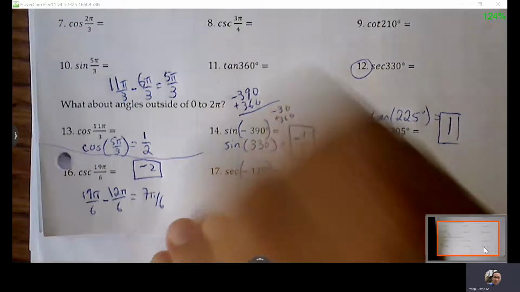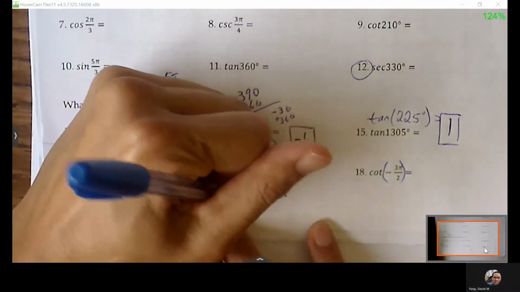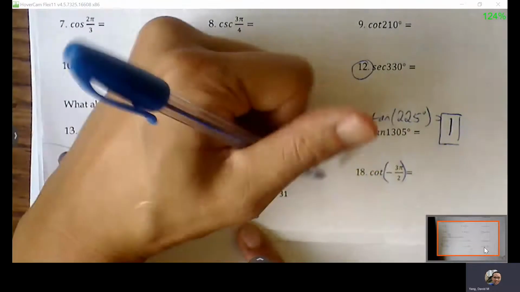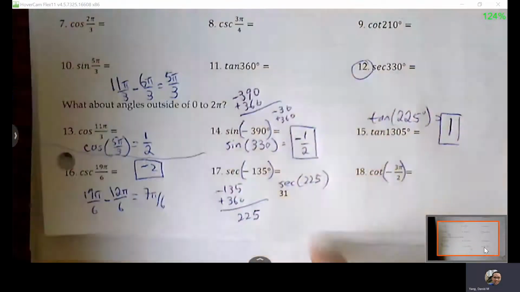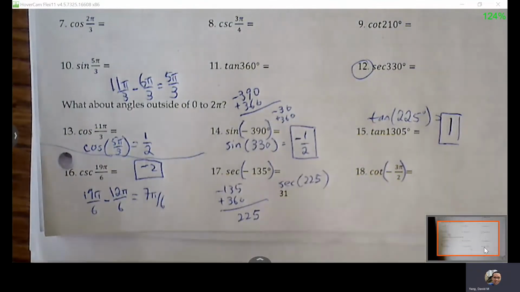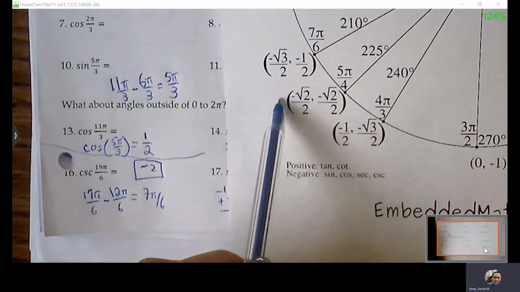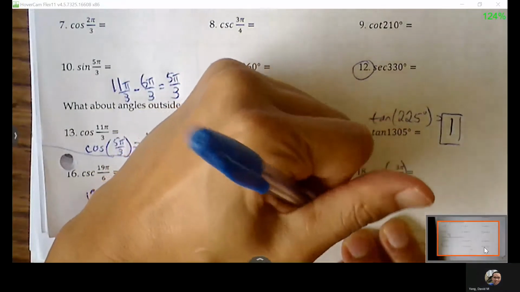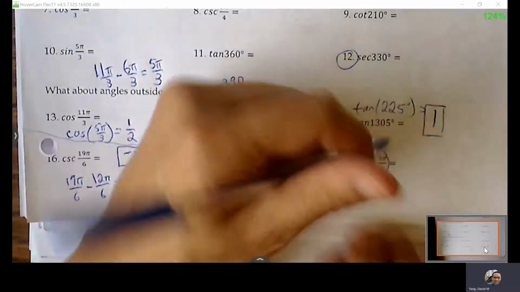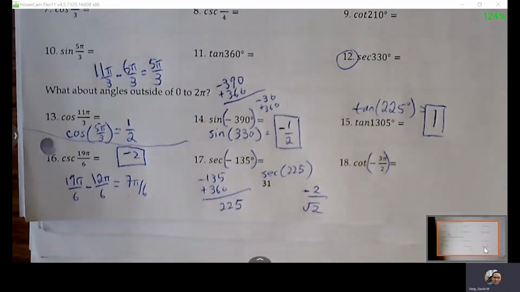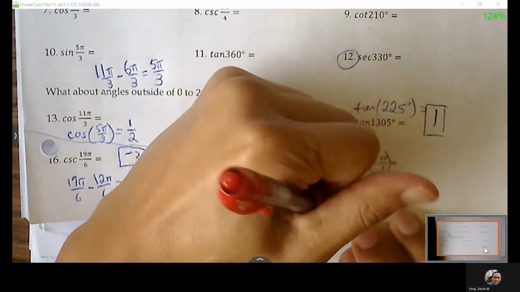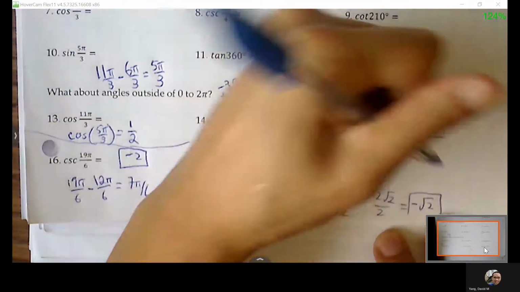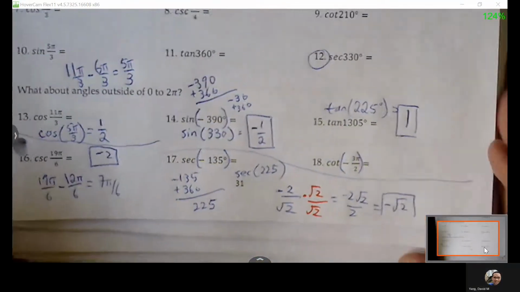Okay, next up, secant of negative 135. So negative 135 plus 360. 225 again. I know this is related to cosine, which is related to x, so I'm going to locate the x value at 225. And secant means I've got to flip cosine. Flip the x. Go ahead and rationalize the denominator. I get negative root 2.